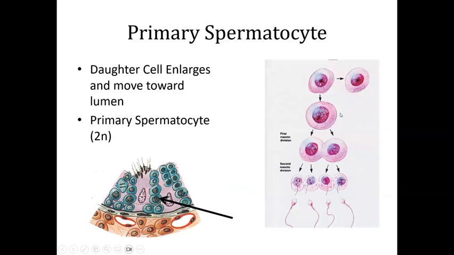divides. This primary spermatocyte is diploid. It arose from the spermatogonium. It moves toward the middle of the seminiferous tubule, what we call the lumen.